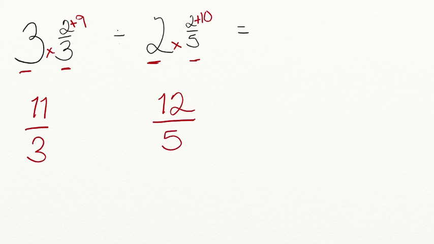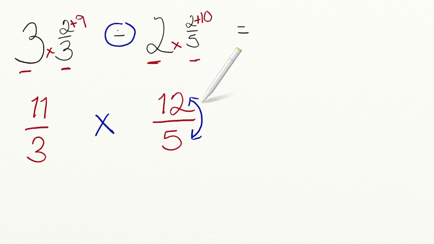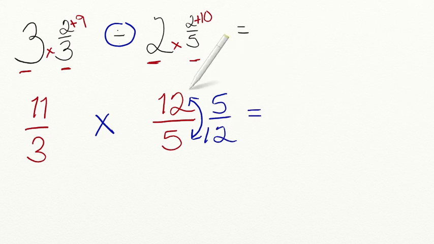Our next step is to find the inverse of division, which is going to be multiplication. Once we find the inverse of division, we then find the reciprocal of our second fraction. The reciprocal of 12/5 is 5/12. Now our last step is to multiply our numerators and denominators. 11 times 5 equals 55.